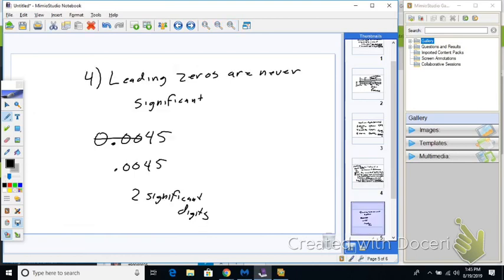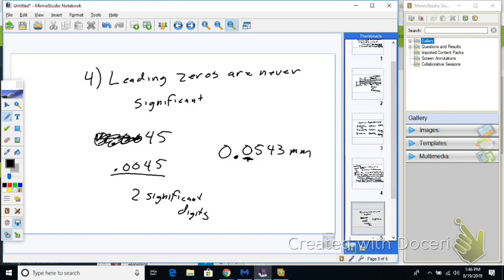Okay? The last one is with leading zeros. Here's an example I have up here already. So here are leading zeros. They don't count. Leading zeros never count. So that one has two significant digits. Here's another one with leading zeros. See, this leading zero is not significant, so you can't count it as significant.